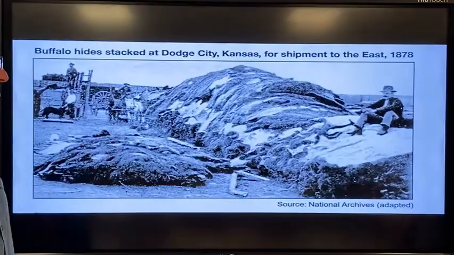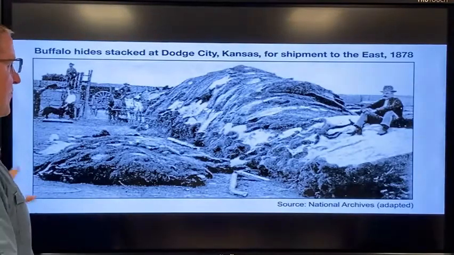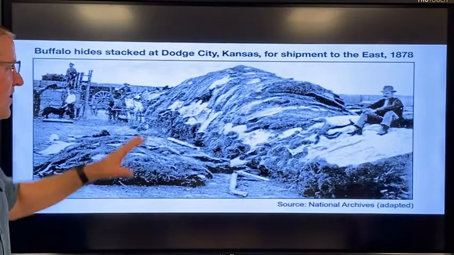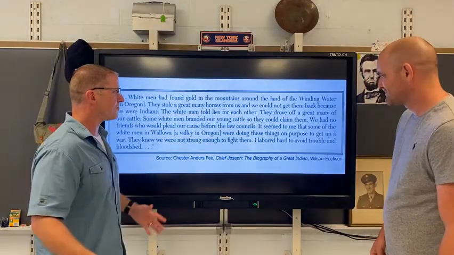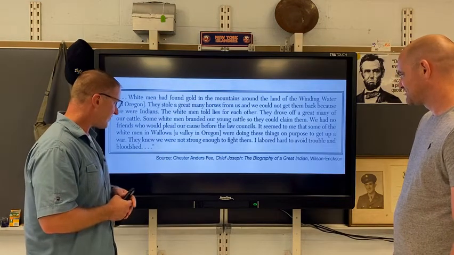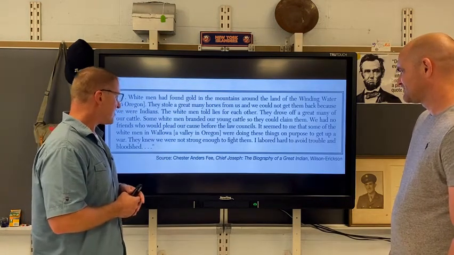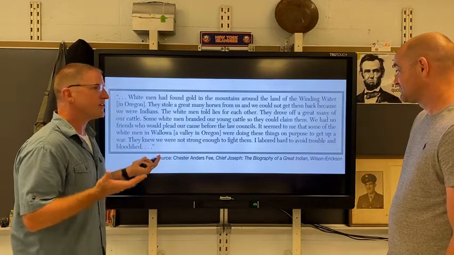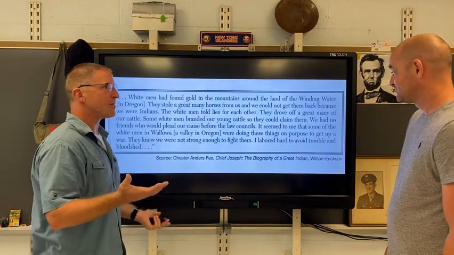This source we'll get to. This one, with the stacks of hides here, will be self-explanatory, but let's start with this one, and the pieces will start to come together. So let's look at the source. This is Chester Andrews Fee, Chief Joseph, the biography of a great Indian. So this was obviously written from a Native American's perspective right here.